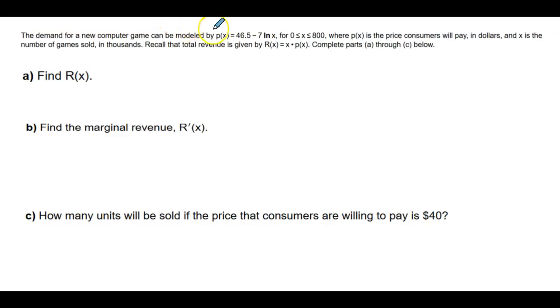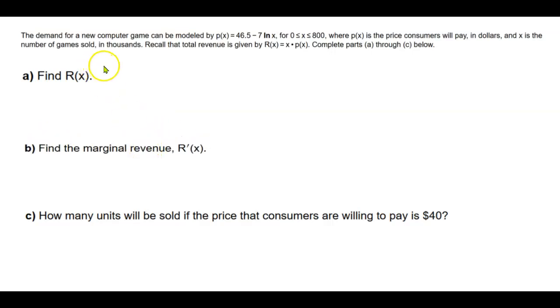This is an application problem from chapter 2.3. It says the demand for a new computer game can be modeled by this function P of X. P of X is the price consumers will pay in dollars, and X is the number of games sold in thousands. And they're reminding us the definition of revenue here being the number of units sold times the price charged for those units, X, in this case, X times P of X. And then we got some questions to answer.